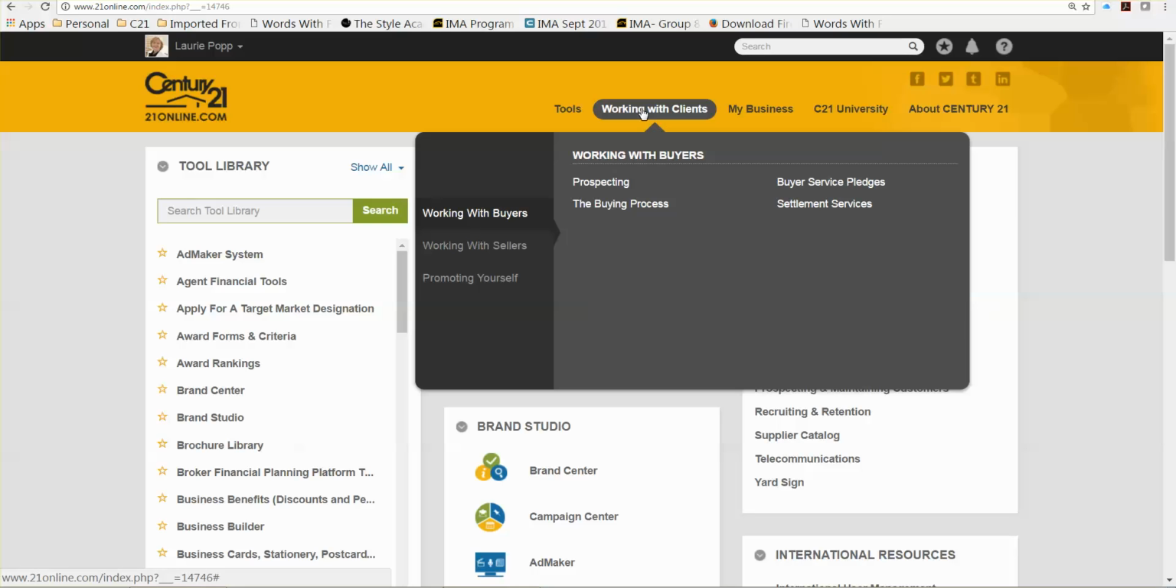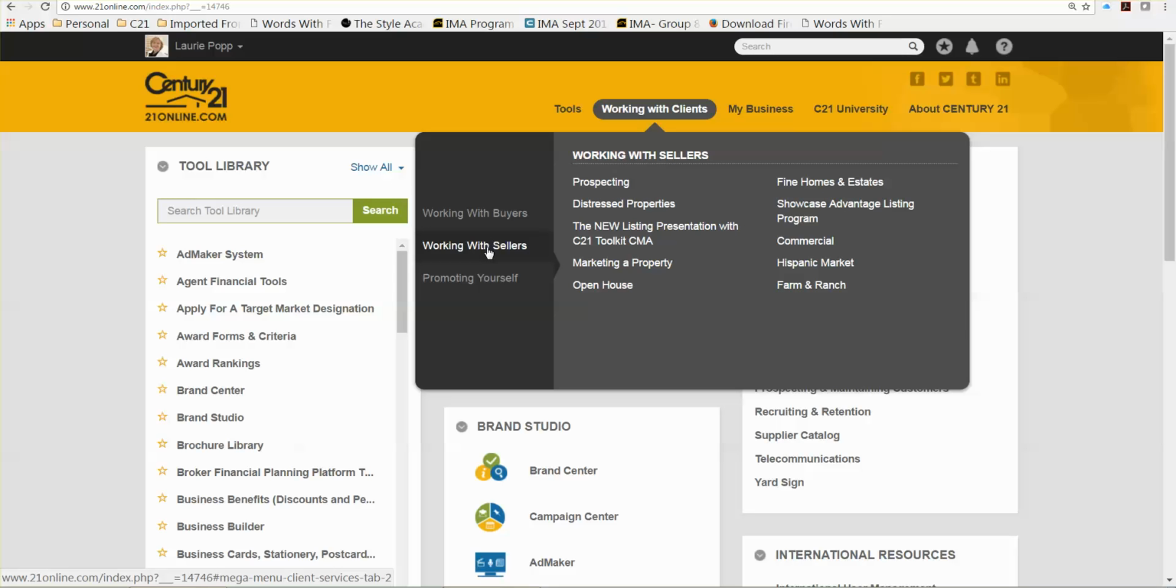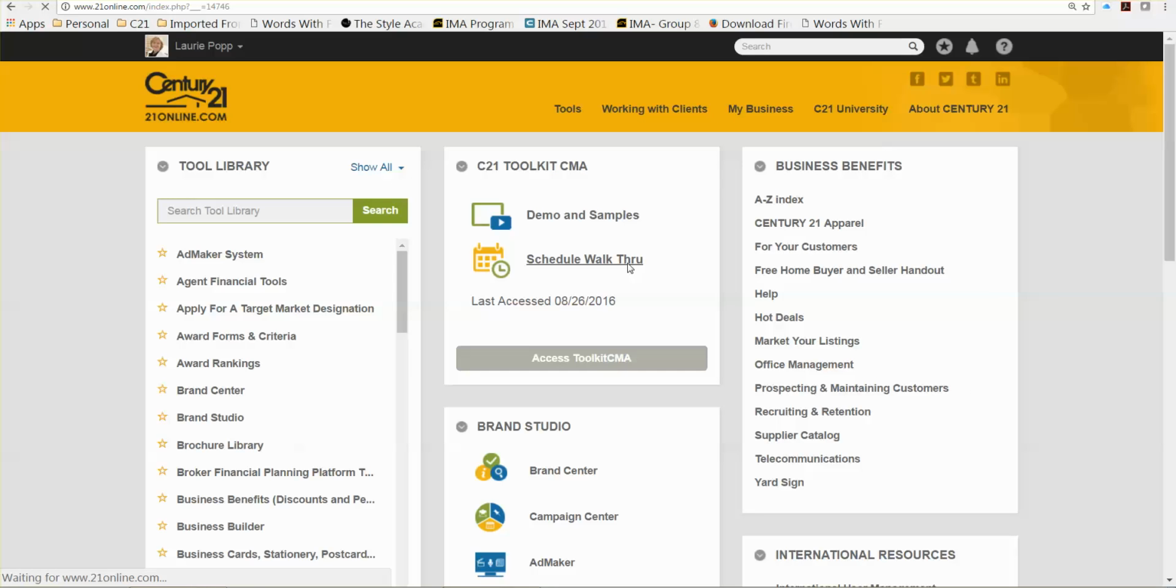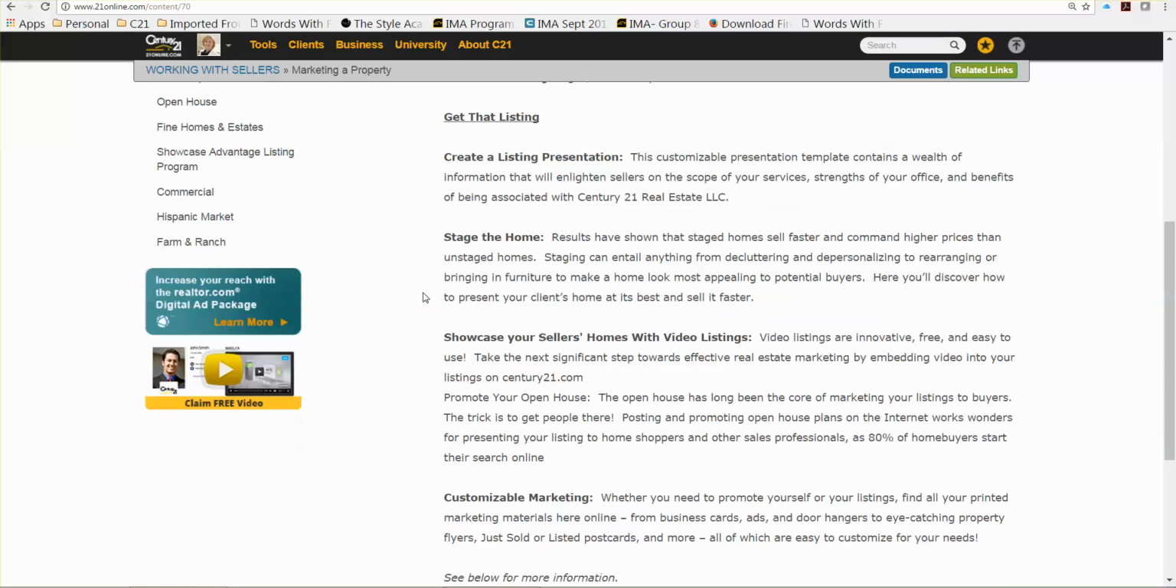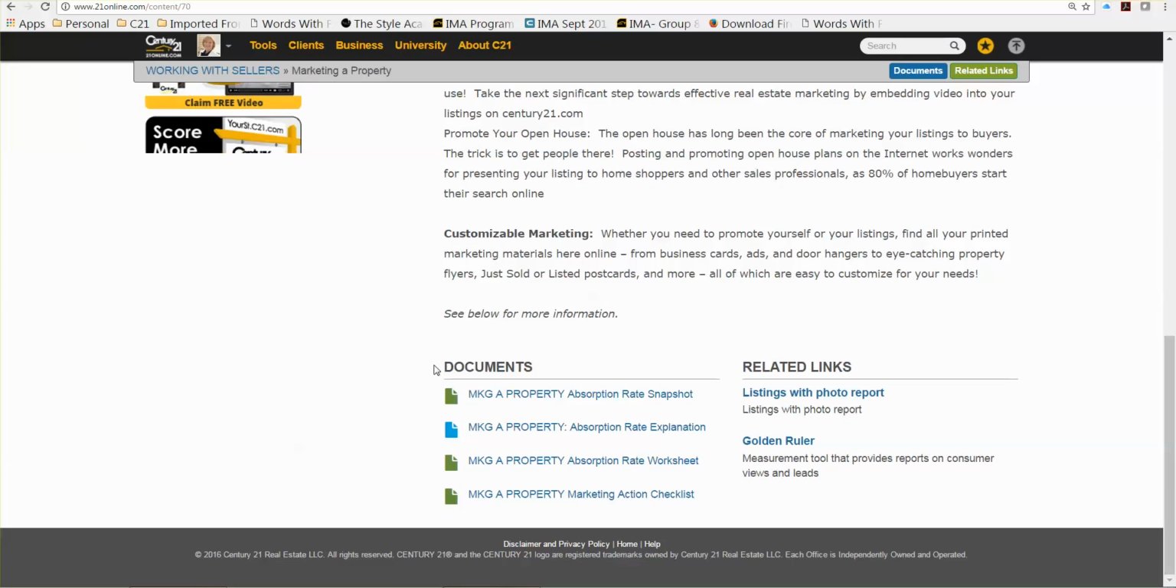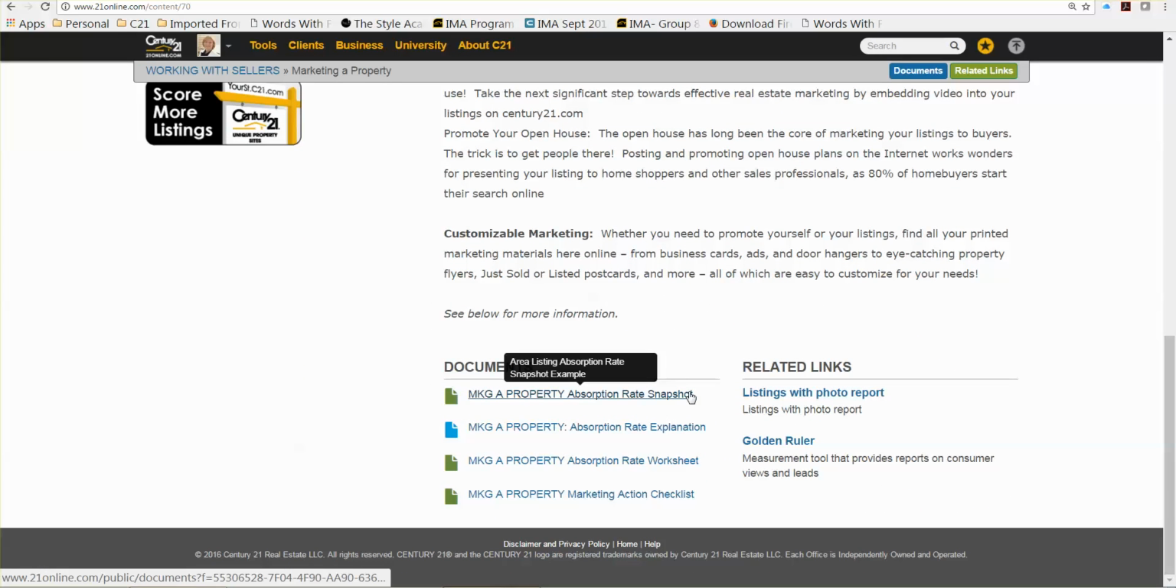You will click on Working with Clients. You want to select Working with Sellers. And then the documents you're looking for are housed under Marketing a Property. Once you get there, scroll all the way down to the bottom of the screen and you'll find I have two different versions of the absorption rate worksheet.